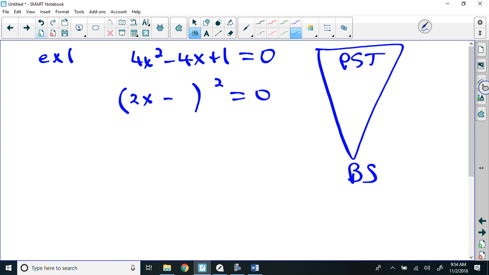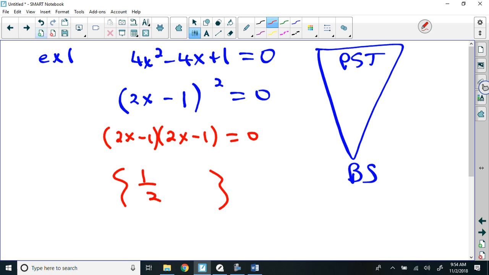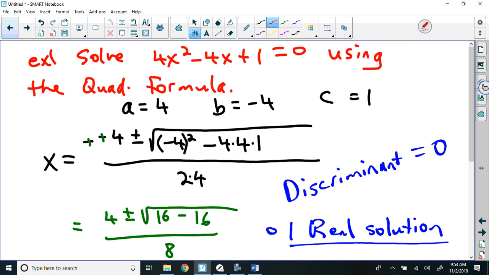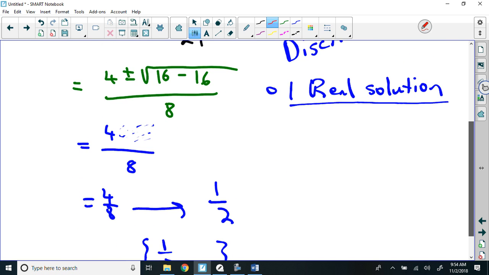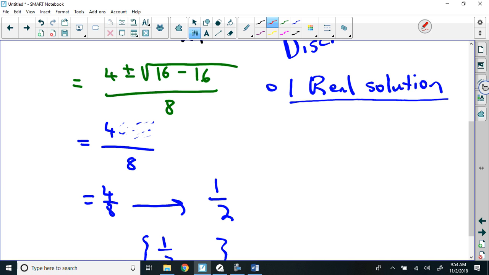Minus 1. And if we factor that, we get 2x minus 1 times 2x minus 1 equals 0. And so our solution set has 1/2 in it. And the other solution is also 1/2. So the interesting thing is when we do this, one real solution has a weird implication.